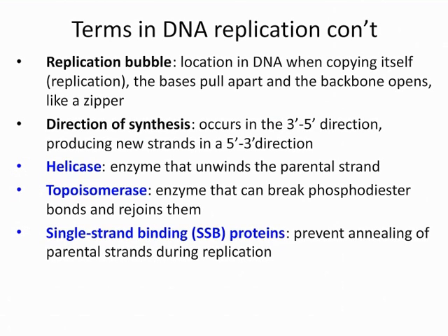So here are a few other definitions. So helicase, remember, is the enzyme that's going to unwind the DNA parental strand so that we can make new strands. Topoisomerase is an enzyme that breaks that phosphodiester backbone, but then it rejoins them. And then you have something called a single-strand binding protein, which prevents the strand from coming back together during replication.